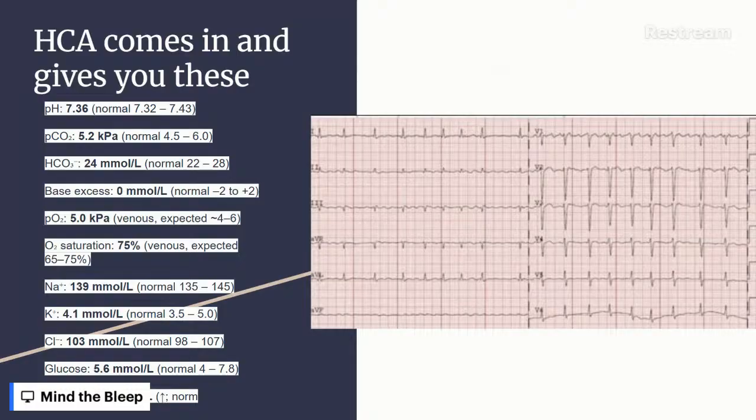And then as you're examining, the healthcare assistant comes in and gives you a VBG that they've just done because they've been taking the bloods, and they've done an ECG. So take a moment to look through this, quite a lot of information on one slide. If anyone who's live wants to put comments into the chat, then please do.